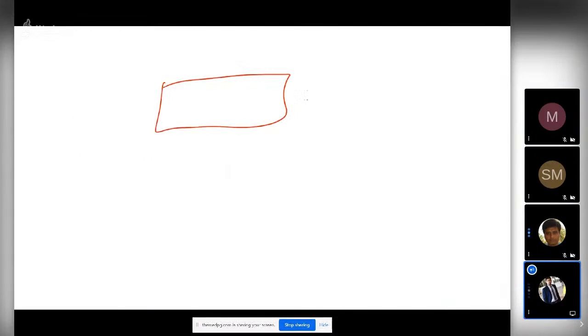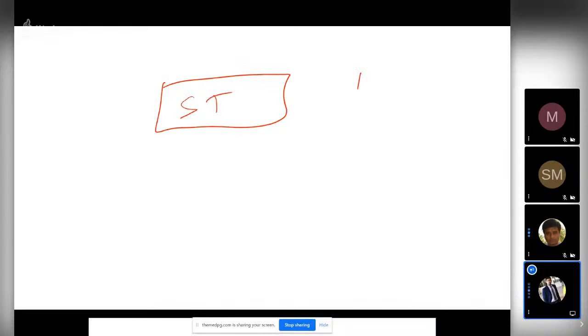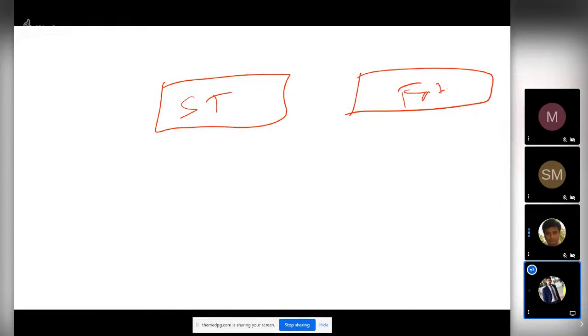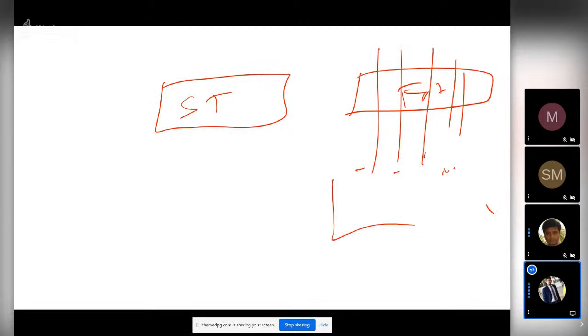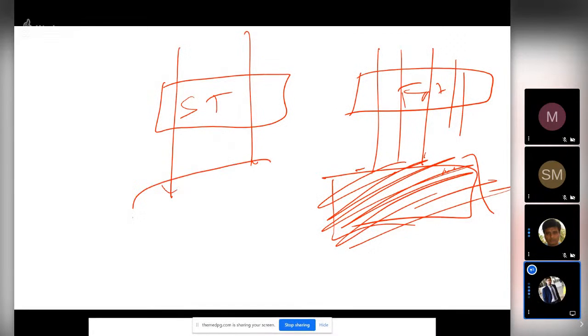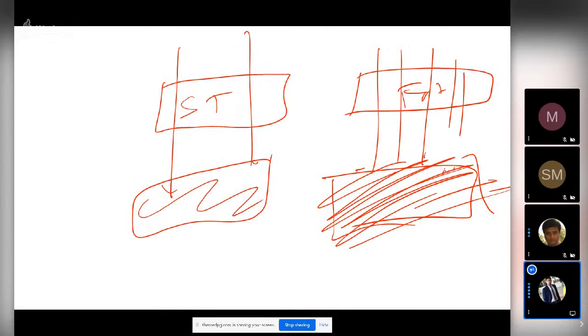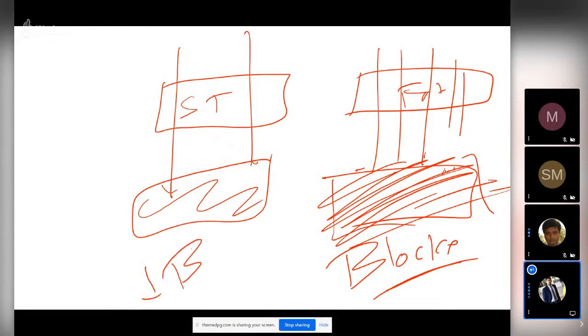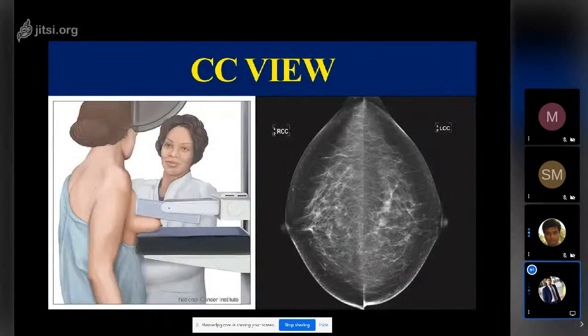So this is soft tissue. This is the fat. Now whenever you see fat, it allows more X-rays to pass through it, so it will appear more blacker on the X-ray film. The soft tissue will allow less X-rays to pass through it, so it will appear less blacker. So if it is more blacker, then it is fat. If it is less blacker, then it is soft tissue.